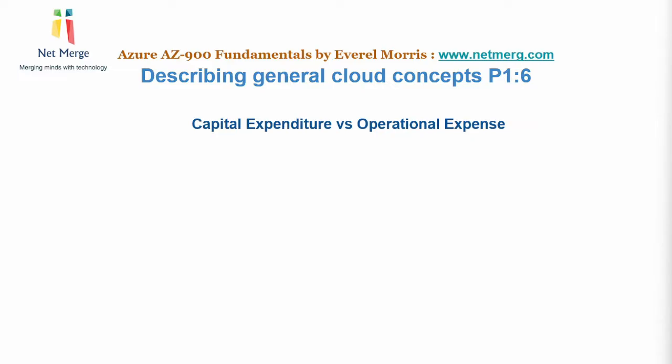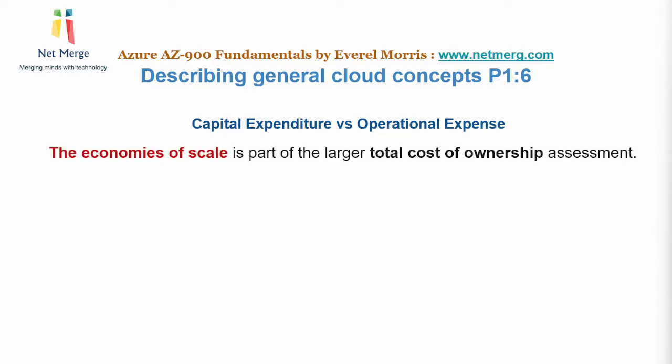We're going to be talking now about expenditures, capital expenditure versus operational expenditure. Let's talk about that. Now, capital expenditure has to do with the upfront. In fact, let me just talk about this a second before. Economies of scale is part of the larger total cost of ownership assessment. So it's really the process of doing an assessment between your on-premises data center or if you're using a cloud service provider. That entire process to rationalize the economies is referred to as the economies of scale.